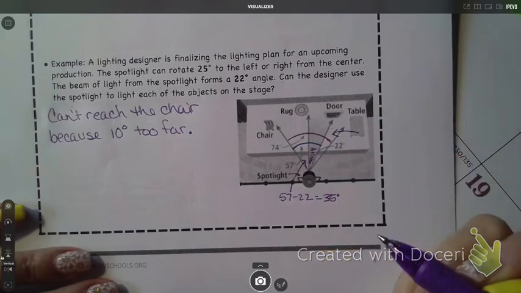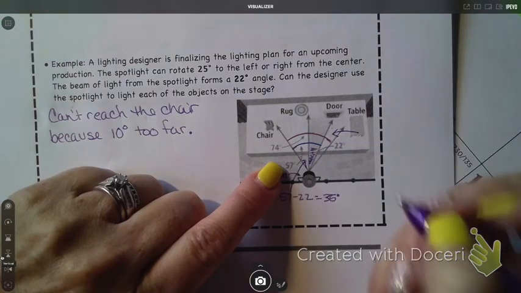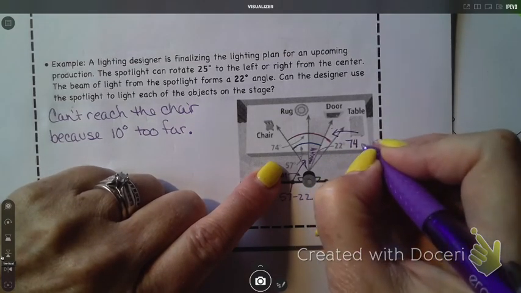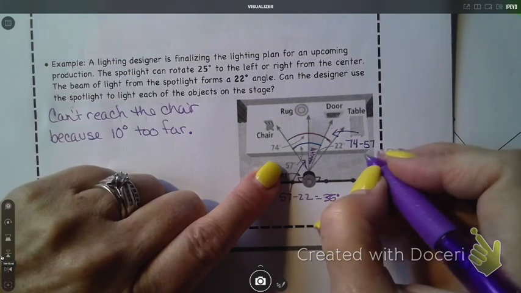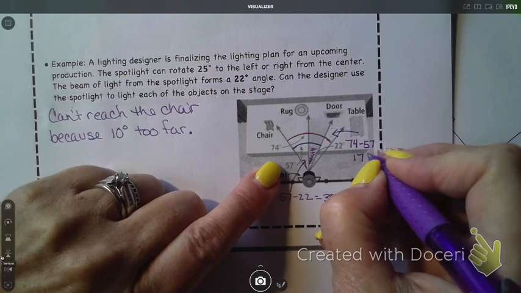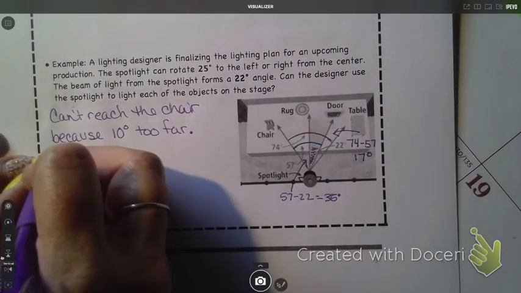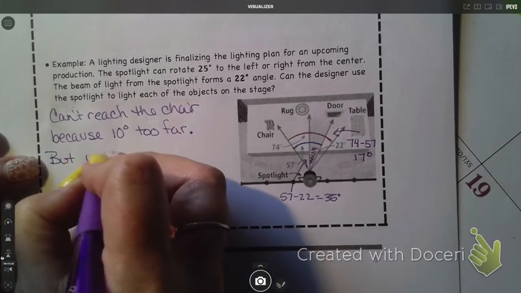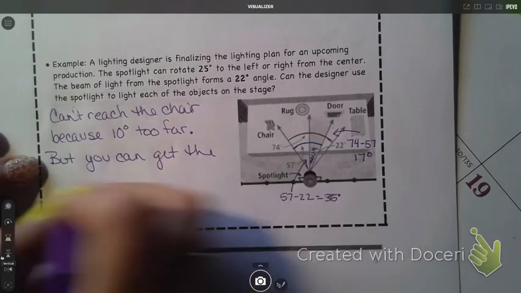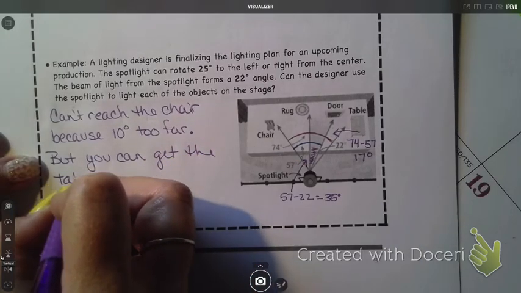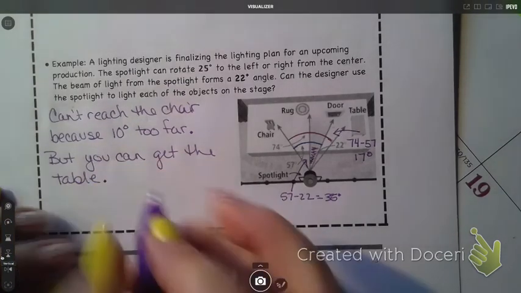74 minus 57 will get me just right here, right? Yeah. So 74 minus 57 is 17. Do you guys agree? You have enough room. Okay, can I get the table? Yes. You could get the table, and you could say with so much left over if you'd want. But I have my answer.